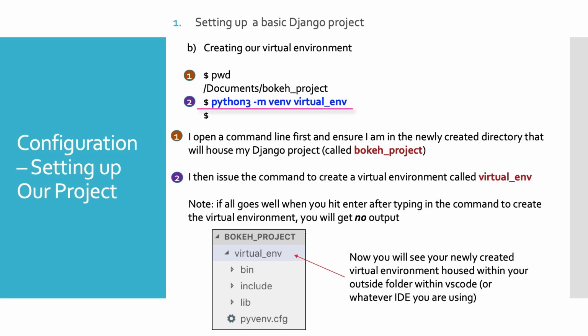For me, I'm on Mac. It might be a little different for you if you're not, but python3 -m venv, and then you call your virtual environment whatever you want. I'm calling mine virtual_env. And then once I fire off the command, if you just return to the next command line without any output, you know you did well, and you will see your directory structure change through your IDE. Again, I'm using VS Code. Under my Bokeh project right here, you see that I now have a directory structure with the parent folder being virtual_env, the name of my virtual environment. So if you have something similar, you're in good shape.